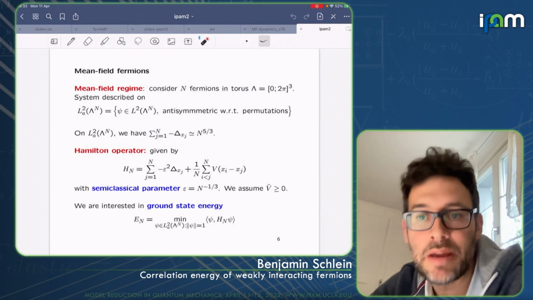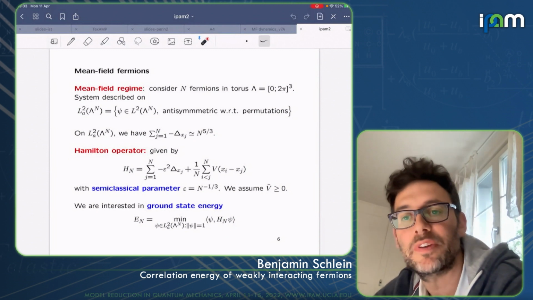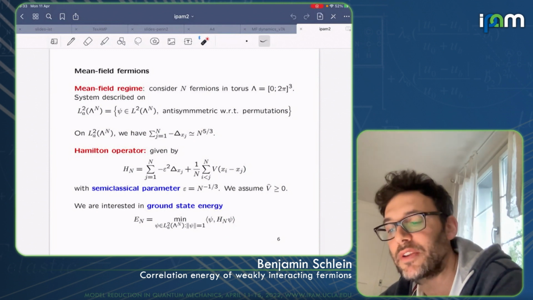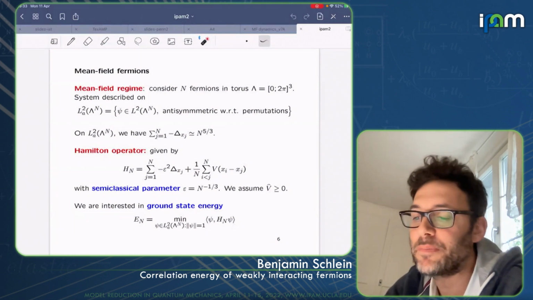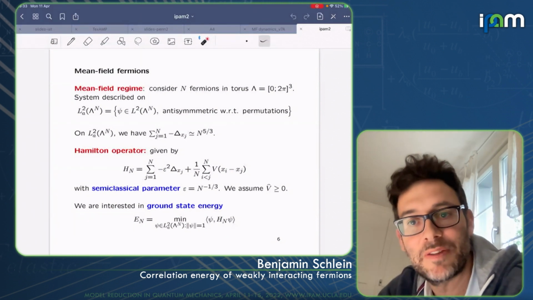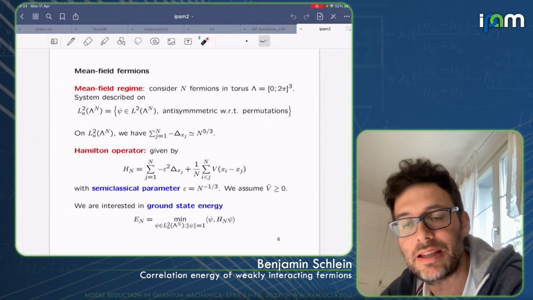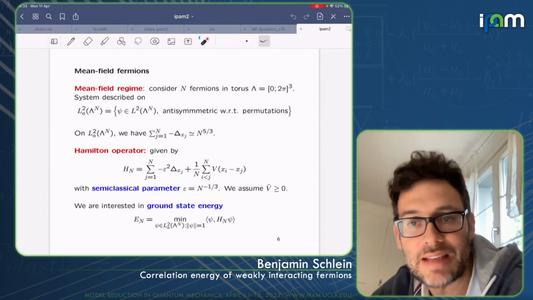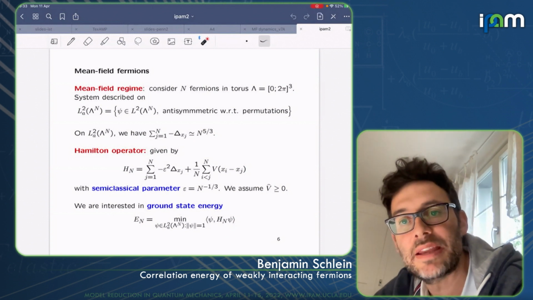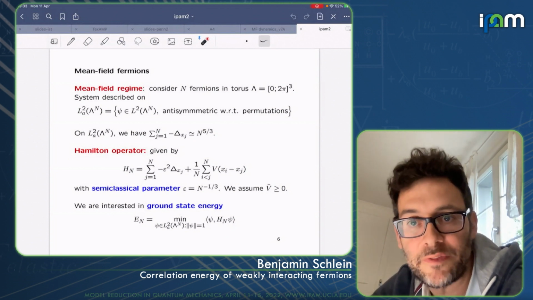Now, there is immediately an important difference with the bosonic case. And the important difference arises if you look at the kinetic energy. So the point is that if you impose anti-symmetry, and you look at these particles which are all in this box of size of order 1, the kinetic energy is going to be much larger than for bosons. Right?